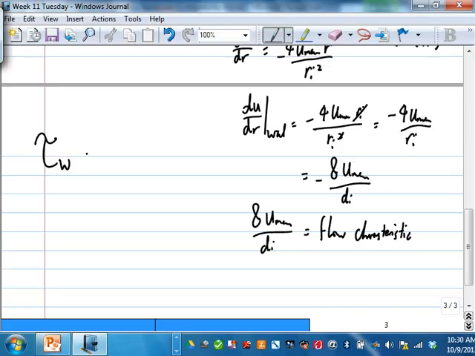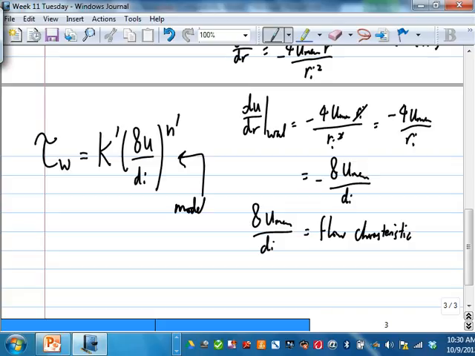So to make our life easier, we say this is our model: the shear stress at the wall equals K prime times (8U over Di) to the n prime. This is our model and definition of K prime and N prime.